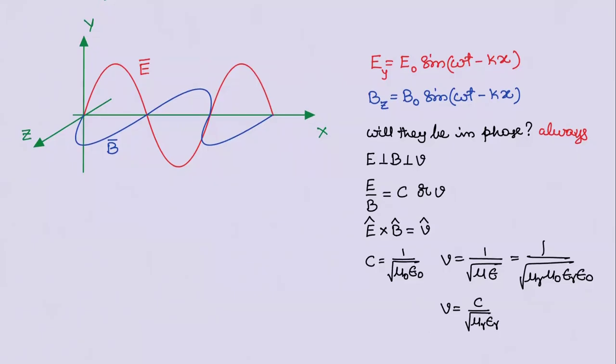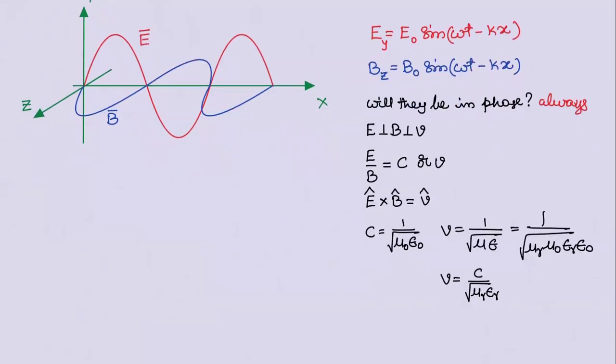Do you know what is square root of mu r epsilon r? It is C by V, right? Do you know what is C by V? Refractive index. Yes, the refractive index of the material. Like that, there are too many points. You need to understand these points.